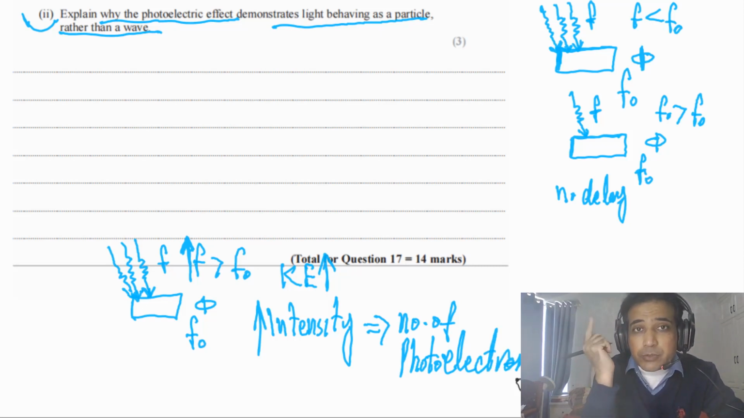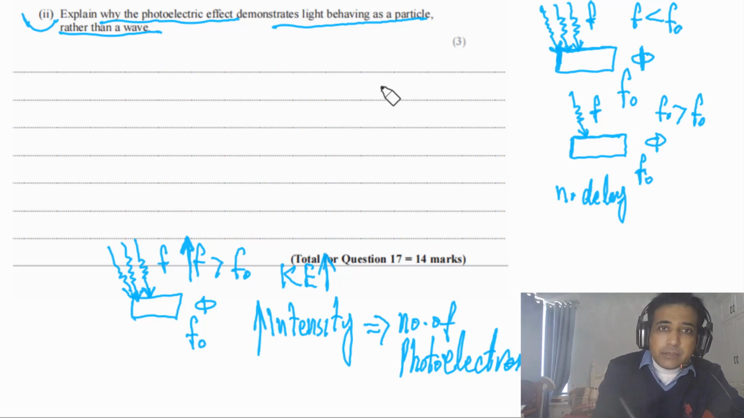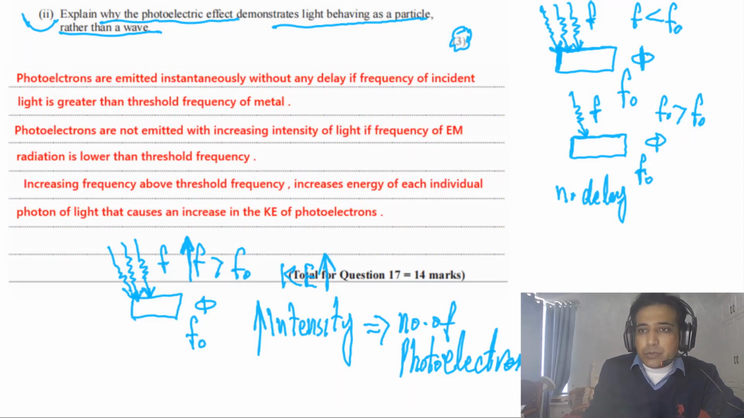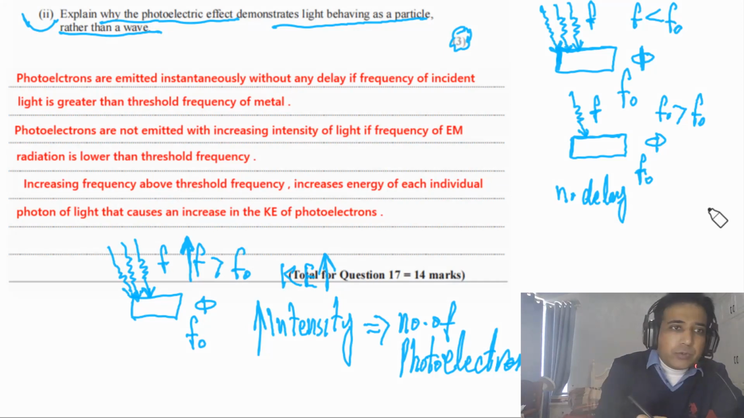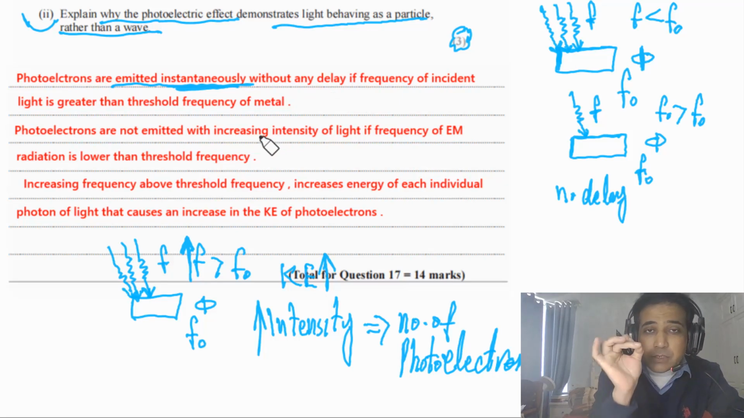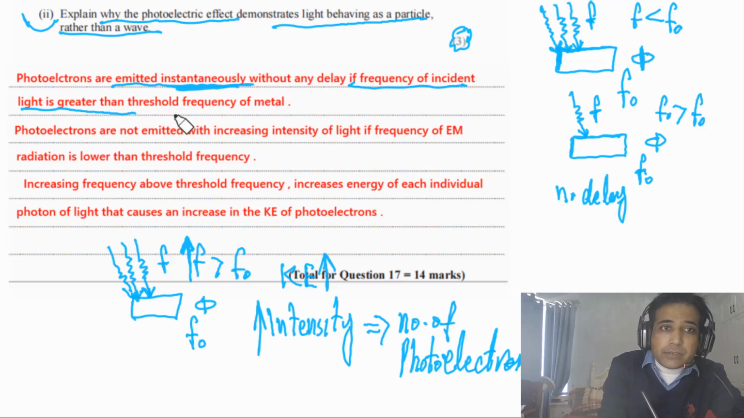And so these are the points we need to understand. If these points are clear to you, now we can write down an answer. This question has only 3 marks, so you can write down these points in your answer. So in your answer you can mention these points. First point, you can say photoelectrons are emitted instantaneously without any delay, if frequency of incident light is greater than threshold frequency, as we discussed in the second part.